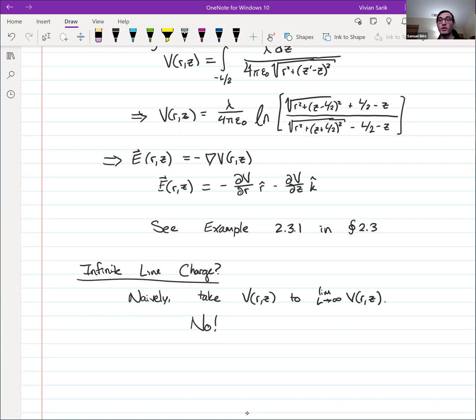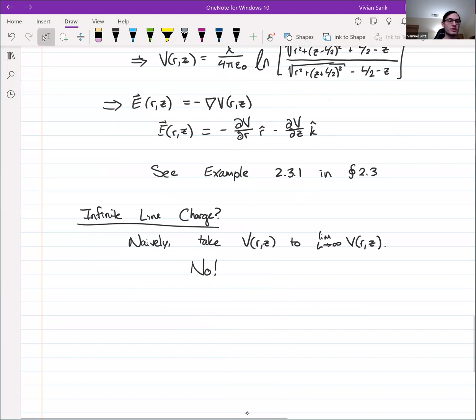It doesn't work, and the reason it won't work is because when you take the limit as the length goes to infinity, you will get infinity out. You won't get anything that depends on any variables. It will just be the limit as L goes to infinity of v of r and z is infinity. You can't take the gradient of infinity, so we have to do something different.